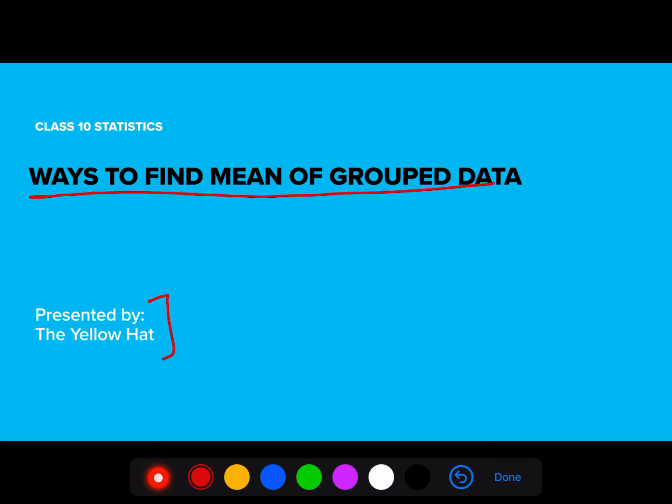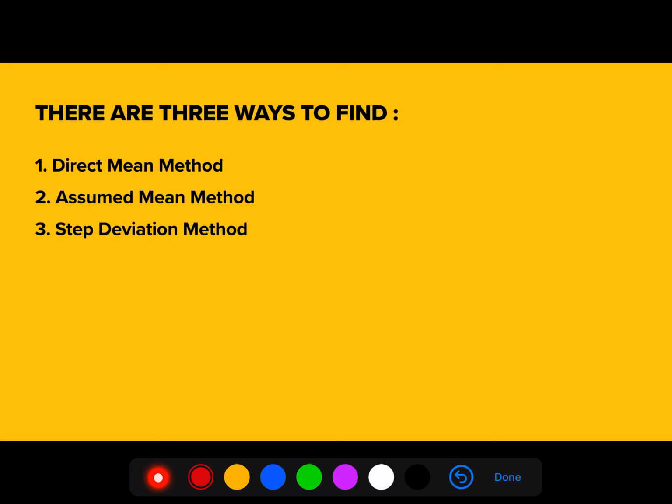Now we have understood what grouped data is in our previous video, and now we'll move forward. There are three ways in which you can find the mean of grouped data: the direct mean method, the assumed mean method, and the step deviation method. In this video, we'll primarily look at the direct mean method and get some concepts right.